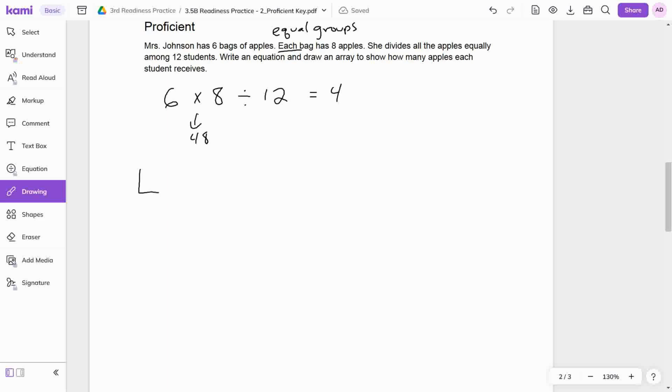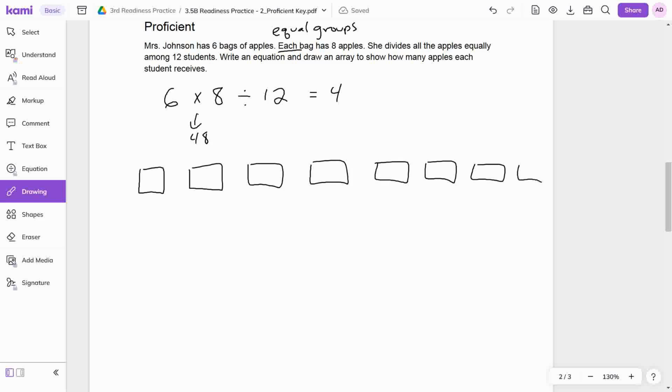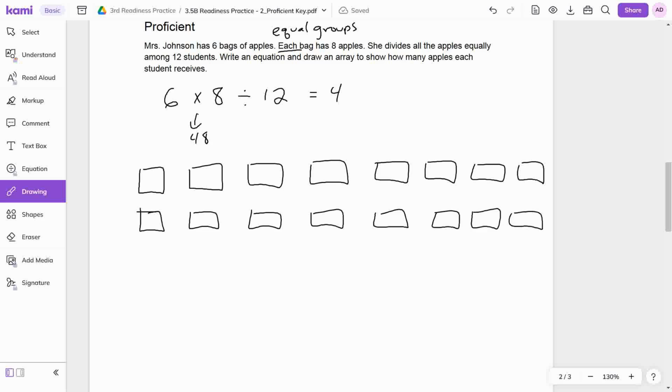So let's make each bag a row, and then each column an apple in the bag. So let's make sure I've got 8. Okay, so I'm going to draw 6 rows of 8. And so right now I've got 8, I've got 16.